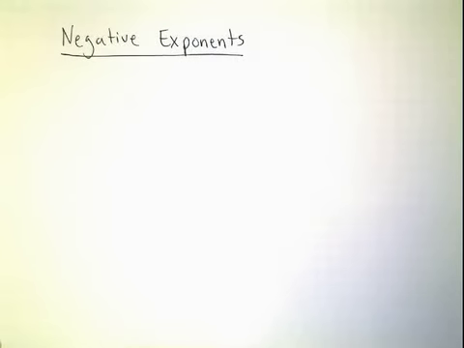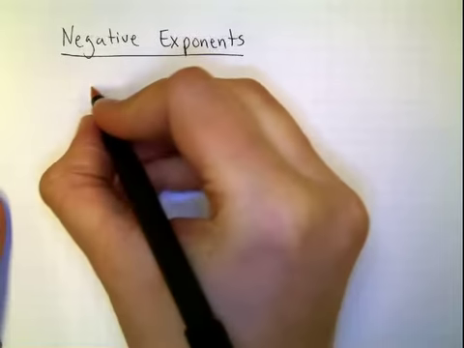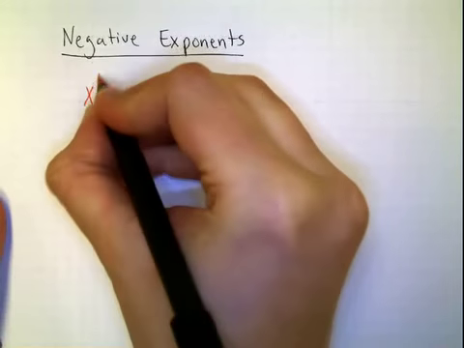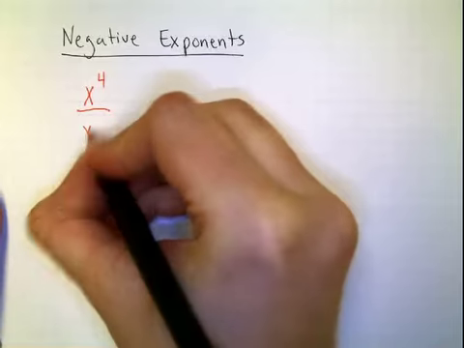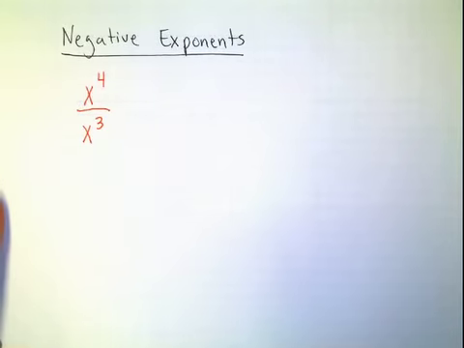Okay, we're going to do a quick video on what a negative exponent is. Negative exponents are kind of confusing for people, so I'm going to go through them slowly, hopefully. So imagine you have x to the fourth over x to the third, and I asked you to simplify this.